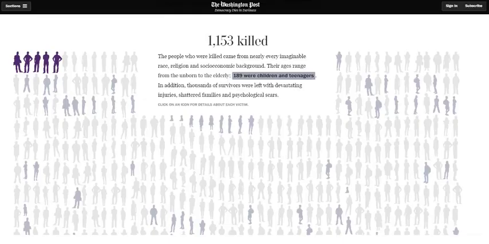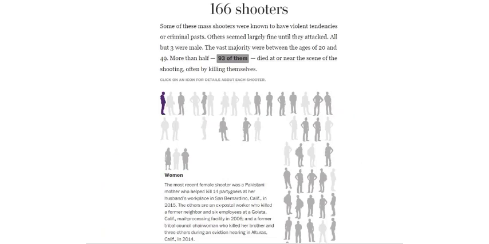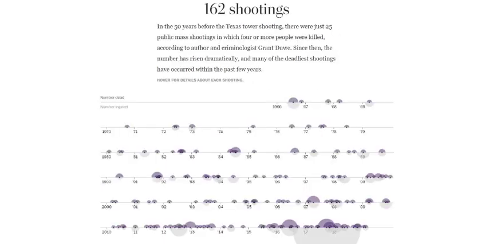We like the Washington Post illustration of the number of individuals killed by mass shootings. They provide a visualization of over 1,000 silhouettes representing each victim. Users can click silhouettes for further information about each shooting. Similar visualizations provide information and context for the 309 guns, 166 shooters, and 162 shootings.